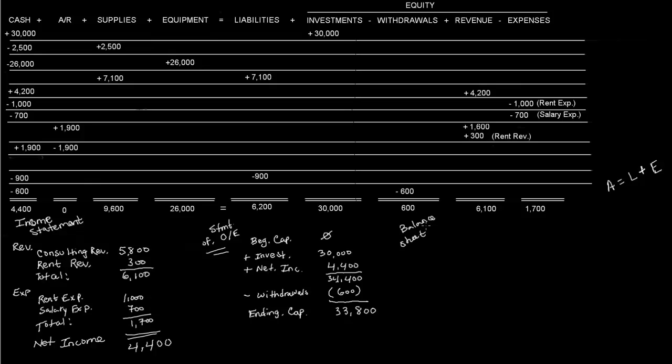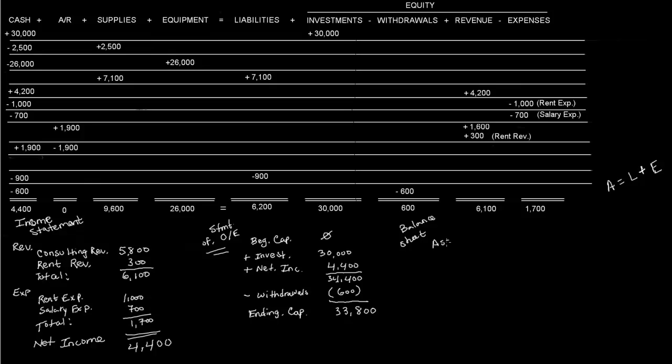And keep in mind that for the balance sheet, we're going to be using cash, supplies, equipment, and liabilities. We would also use accounts receivable if there was anything in there. But right now, accounts receivable is 0. So we're going to be using this 4,400, the 9,600, the 26,000, and the 6,200, and then I'll show you what else. So let's go ahead and make our assets section first.